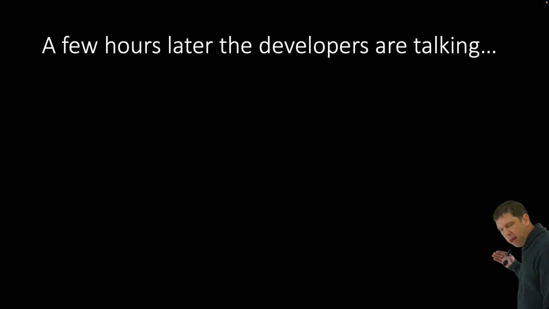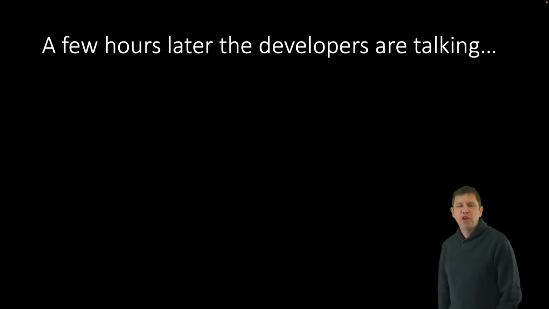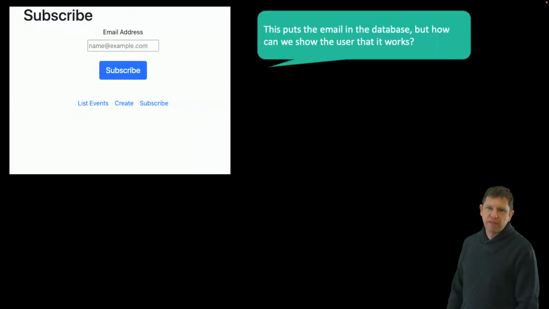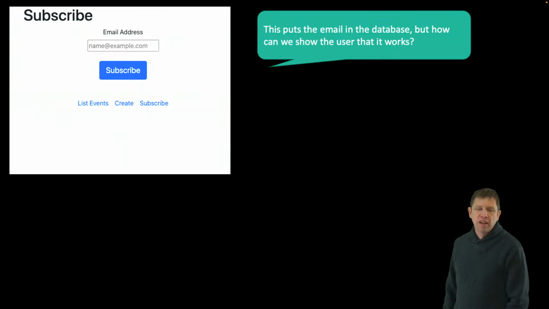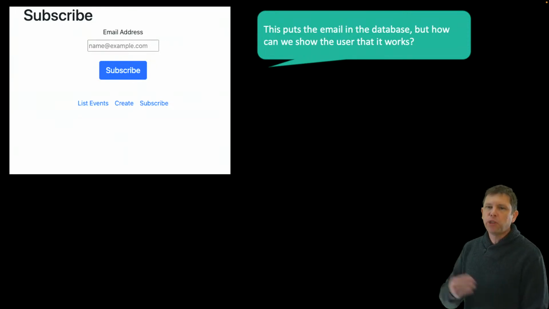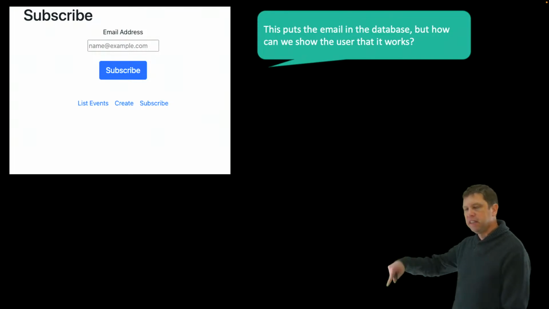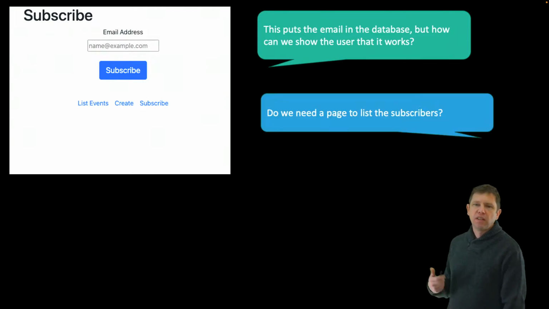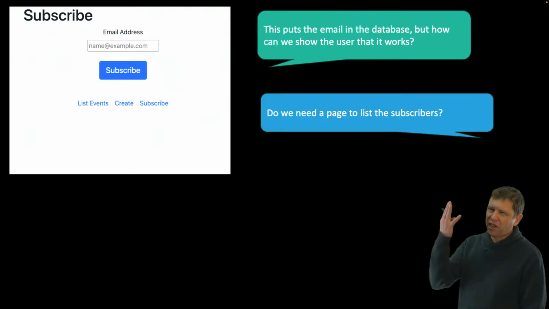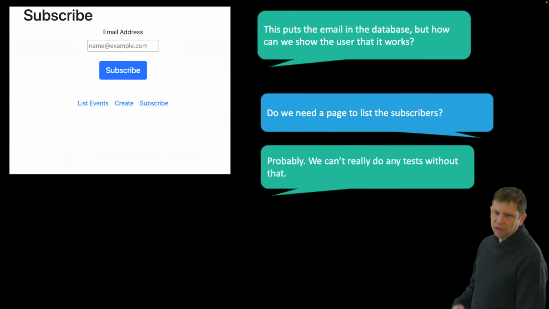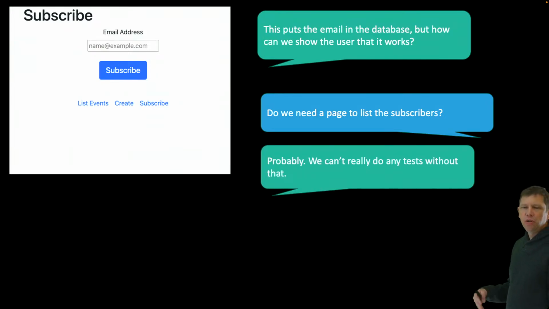Okay, so as we were saying, back to our regular scheduled programming. A few hours later, the developers are talking, and they have this conversation. So these are developers talking. So we've got the subscribe page. It says, this puts the email in the database, but how can we show the user that it works? So you click this, and it adds it to the database. So the other developer is saying, well, do we need a page that actually lists out the subscribers? First developer says, probably, and we can't really do tests without that.